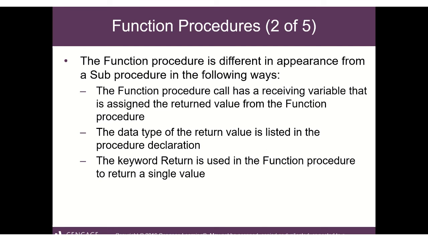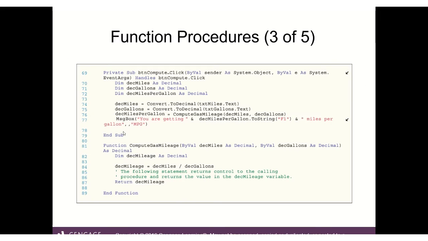So the function procedure is different in appearance from a sub procedure in three ways. Namely, the function procedure call has a receiving variable that is assigned the returned value from the function procedure. The data type of the return value is listed in the procedure declaration. The keyword return is used in the function procedure to return a single value.